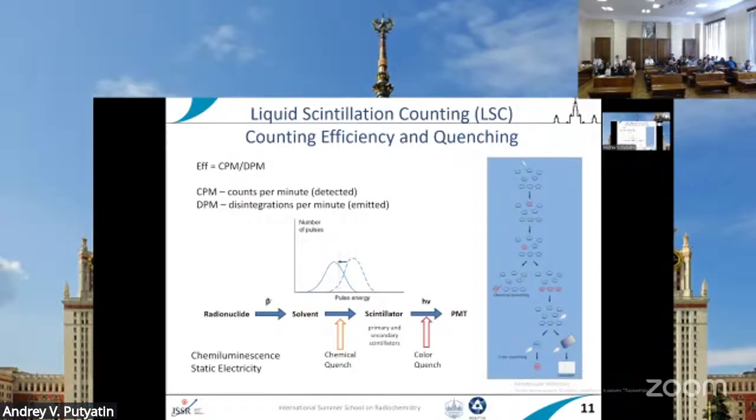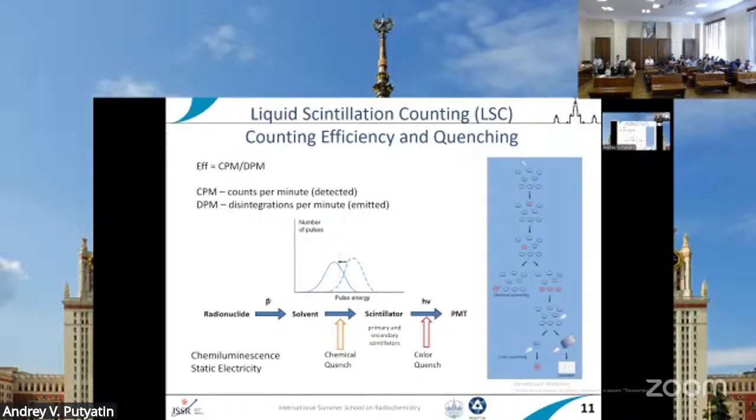Another reason is color quench. Even if the photon is emitted from the scintillator molecule, this photon can be absorbed by some colored impurities, some iron, for example, or some dark organic molecules or whatever. This is color or physical quench, and again we lose our photons, so we detect fewer photons than we should. This results in a shift of the spectrum to the left, because fewer photons at the detector means less energy. So that's why we shift to the lower energy part of the spectrum.